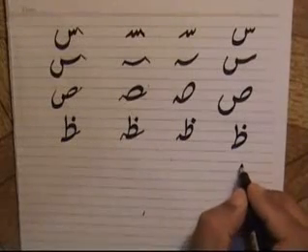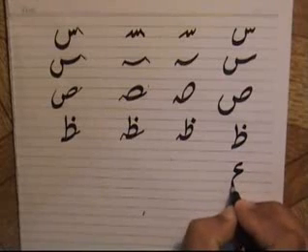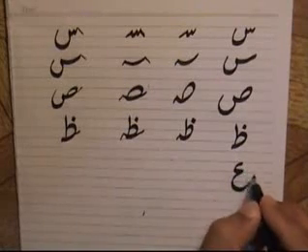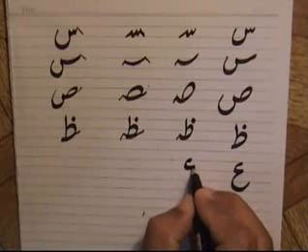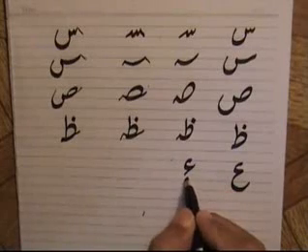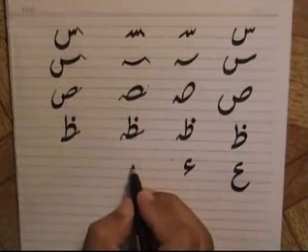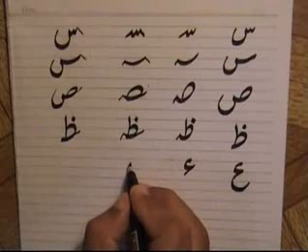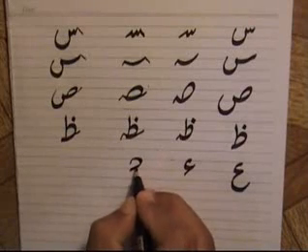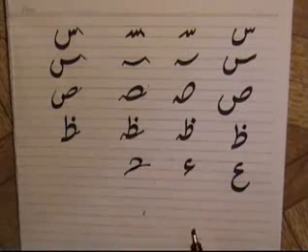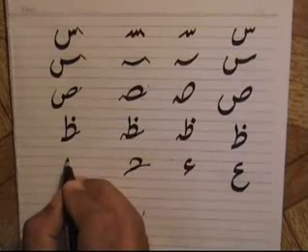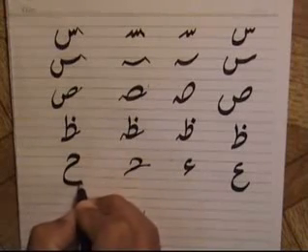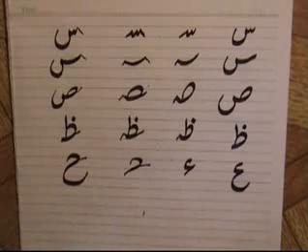Let me write: ain and ghain are the same. So this is ain. The initial position of ain is like this, only like this, similar to hamza. The medial position of ain we will write like this, and we have a connector here and here. The final position of ain is like this, like he, and we have a connector here.